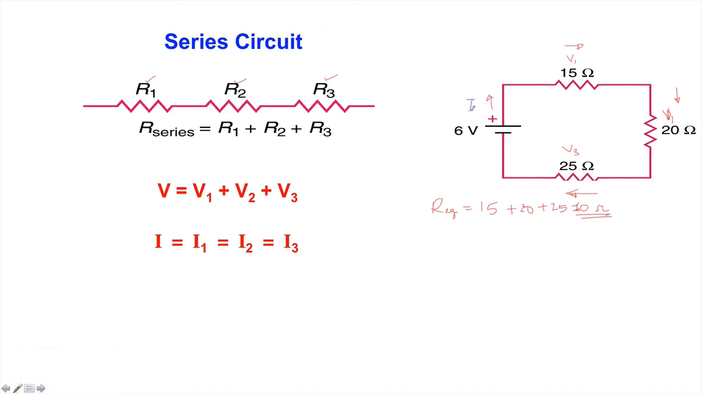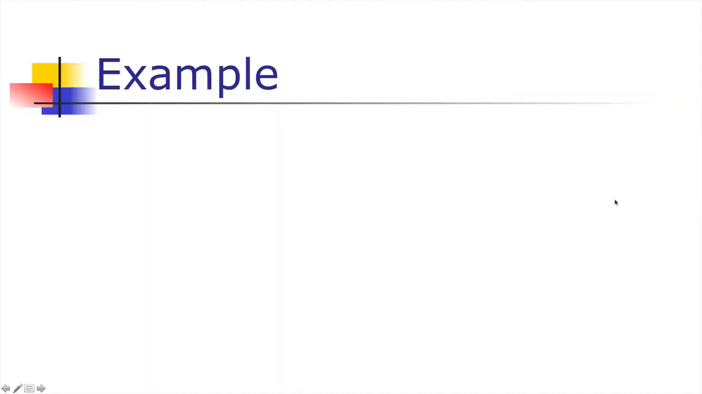So you can call it I equivalent or I total, because that total amount that passes is the same everywhere. I total equals I1 equals I2 equals I3.